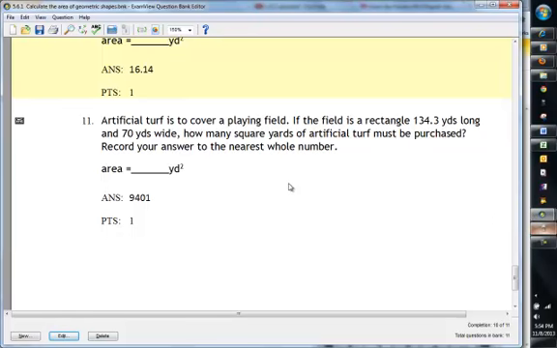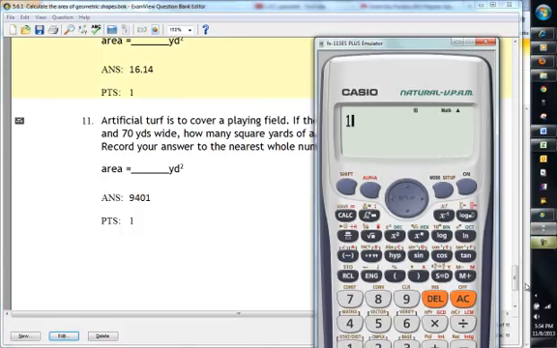How much artificial turf would you need? 134.3 times 70 is 904 yards.